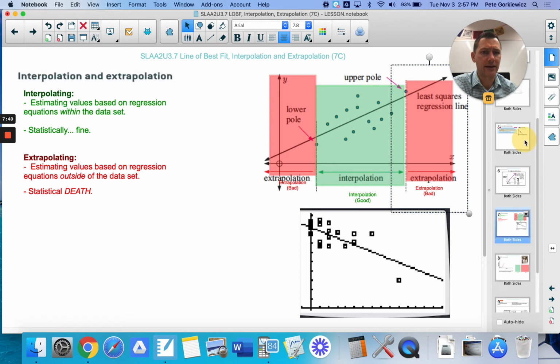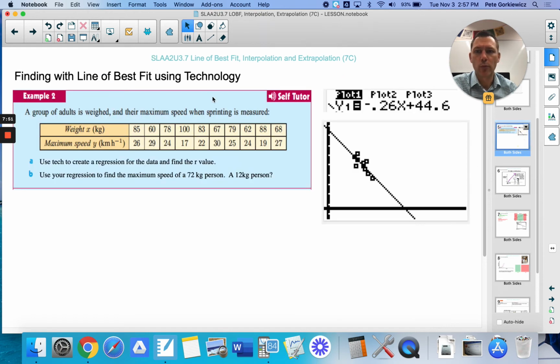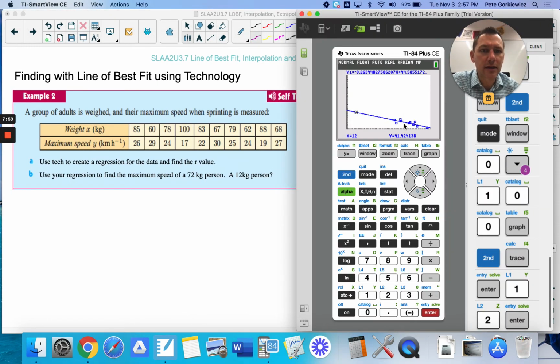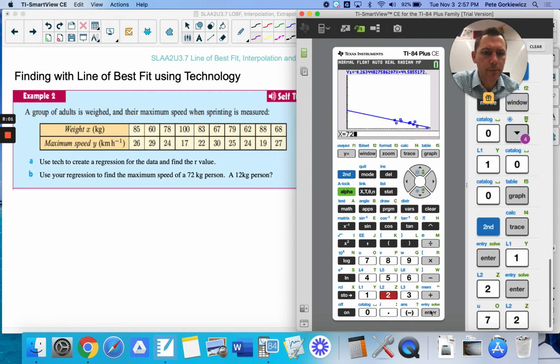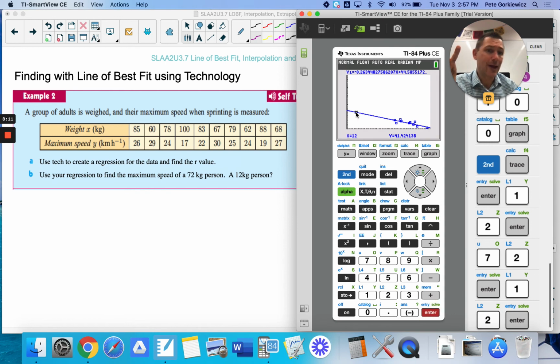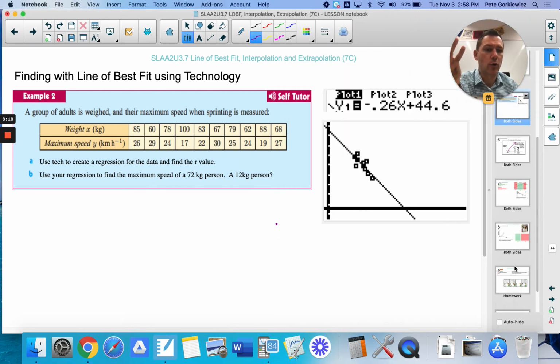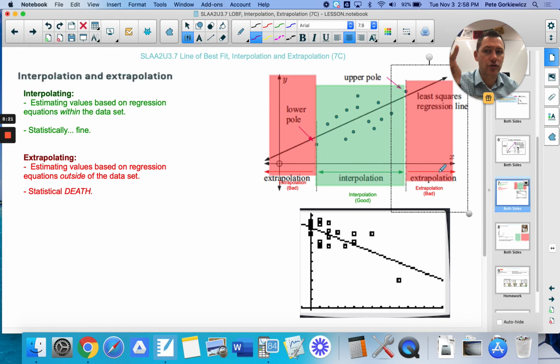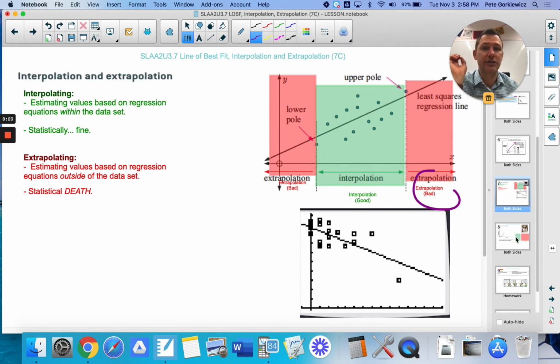So like my data here, my 72 kilos was within this. If you push 72, 72 is right there, and it's within my data set. That's interpolation, and we can be confident of that value. But my 12 kilogram daughter is way outside our data set. That's extrapolating, and we can't say for certain that the trend will hold up. So that's outside, that's extrapolation, that's bad, statistical death.